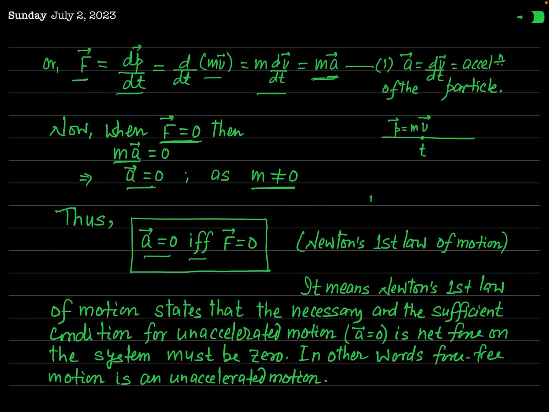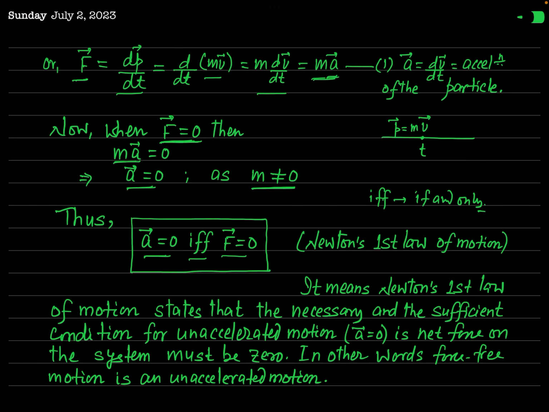This double f "iff" means if and only if, that is, it is written for the necessary and sufficient condition. So you can say that a is equal to 0 iff F is equal to 0. In fact, this is Newton's first law of motion.